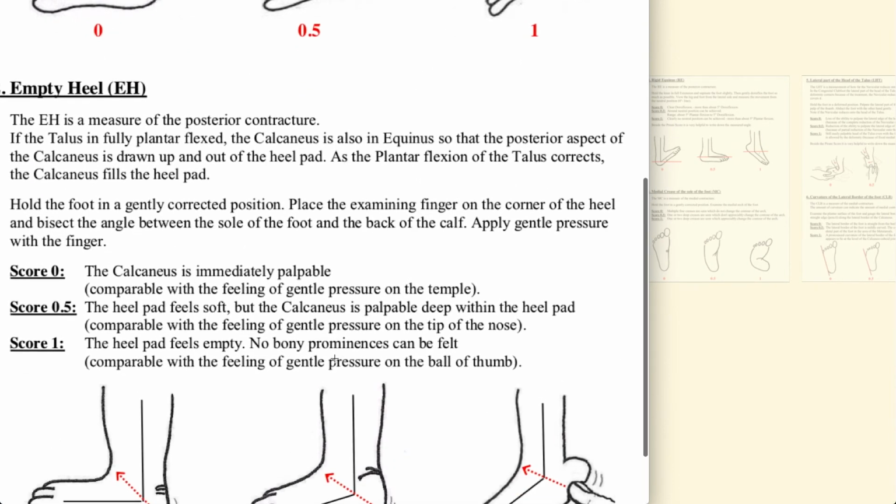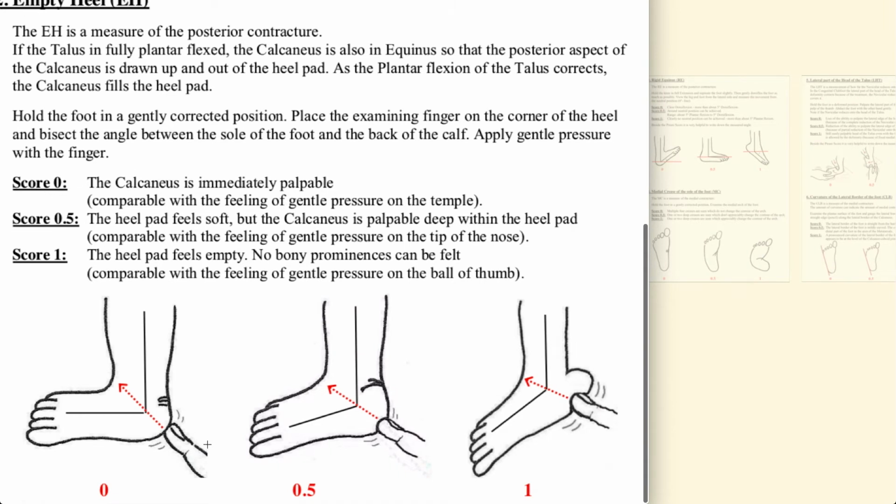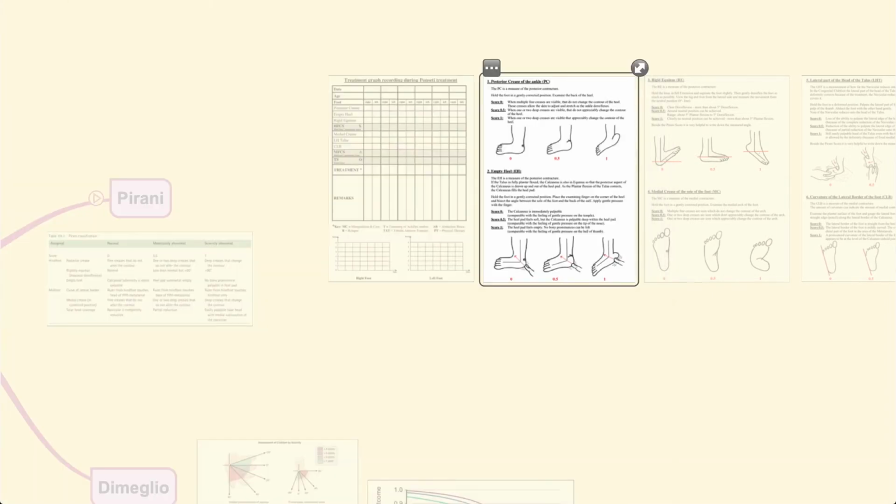And this table here actually helps us to determine which score to give. We could see here that if the calcaneus is immediately palpable, we give it a 0 score, by pushing your finger towards the heel of the baby. But if the heel pad feels soft, comparable with the feeling of putting pressure at the tip of your nose, then it is given a score of 0.5. But in the end, if the heel pad feels very empty, comparable with the feeling of putting gentle pressure on the ball of the thumb, then it is given a score of 1.